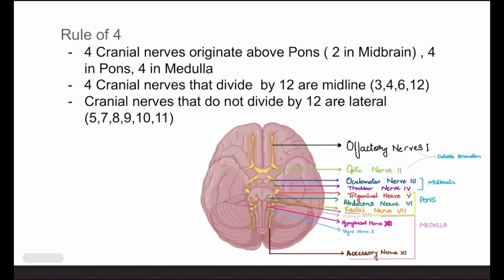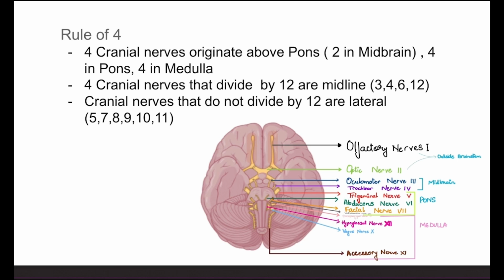Moving on, we'll now discuss the rule of 4. So hang in there folks, we are done with the cortical strokes. We're coming to the dreaded brainstem lesion. If you know this rule of 4, it will make brainstem stroke localization feel almost like a game. And it's very easy. So we know that there are 12 cranial nerves.